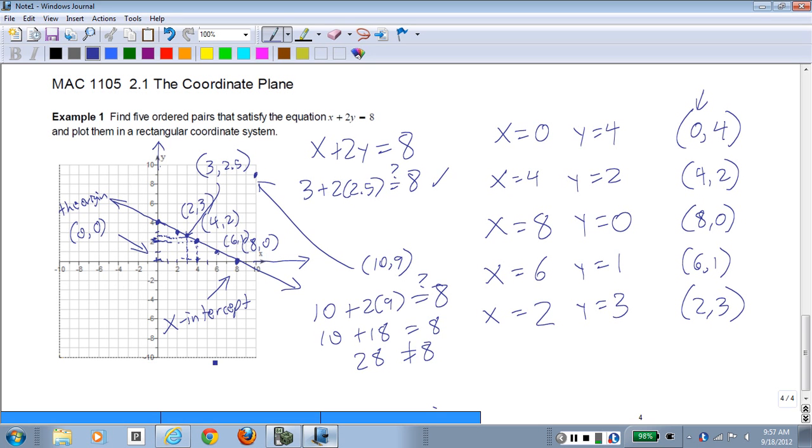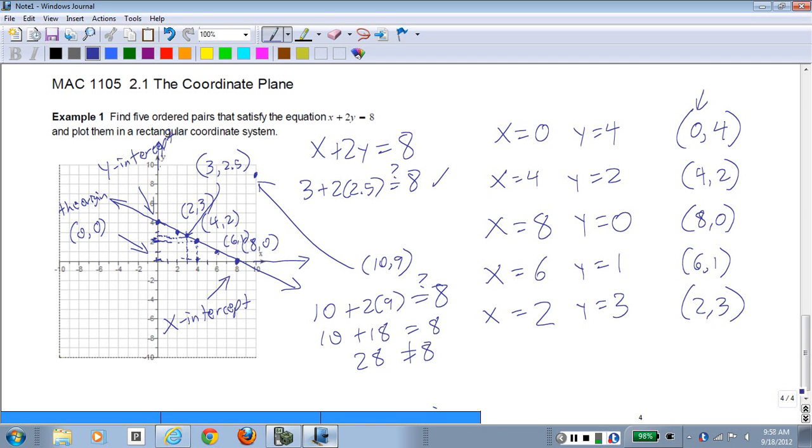Sometimes my math lab will just want the x-coordinate. If it says, what are the x-intercepts? It's just looking for the number 8. The y-intercept is the point 0, 4. If my math lab asks for the y-intercepts, it might just want the number 4 there. So rather than an ordered pair, just the y-coordinate of that point.